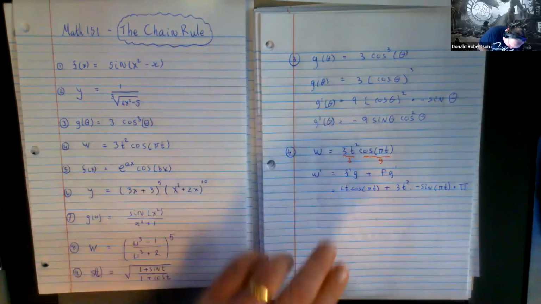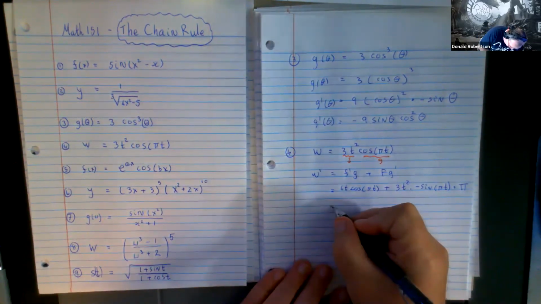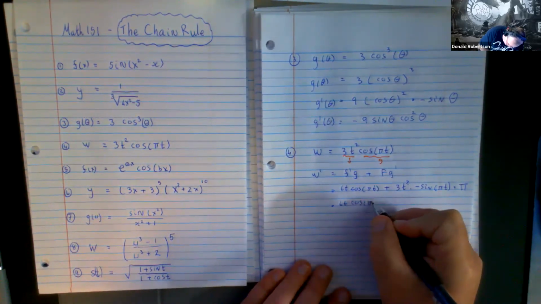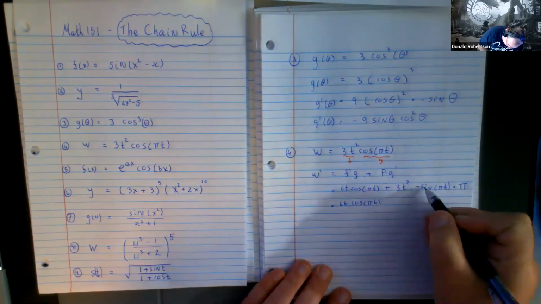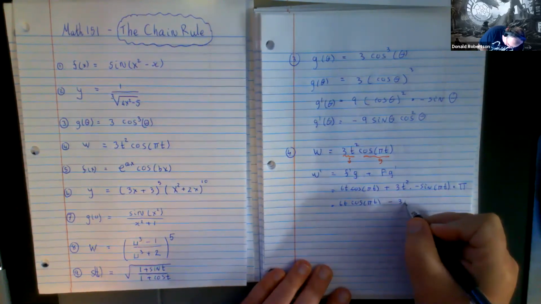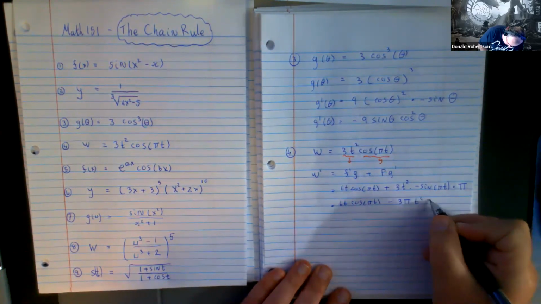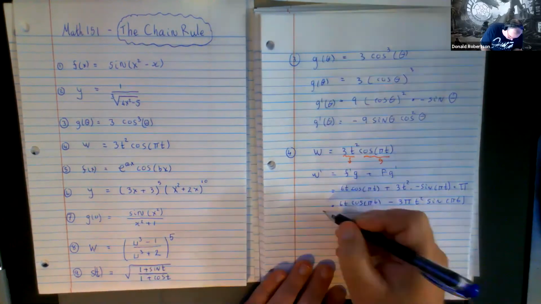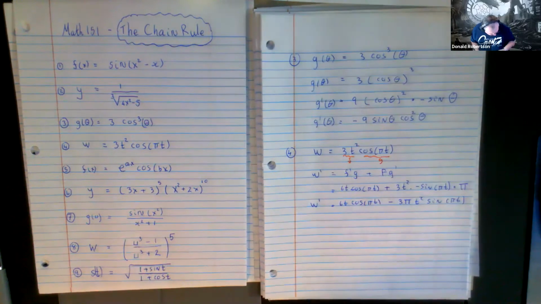Now, make it look pretty. Well, there's really not a lot I can do, but I'll try. Can't do anything to that. Looks good. Can do that, that, and that. So what do I get? Negative 3 pi t squared, the sine of pi t. So at least we didn't have too much in the way of algebra.